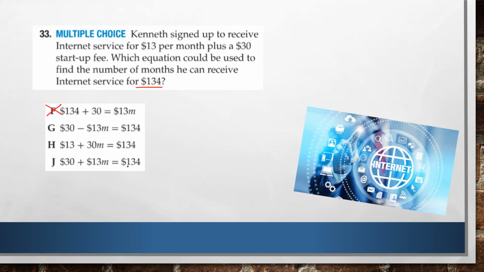Notice the remaining equations are all set equal to $134. So it's $13 a month plus 30. We'll just look to see which one of these matches that expression. It's not $30 a month. It's not $30 minus $13 a month. That's not it. $13 plus $30 a month. That's not it either, right? It's only $13 per month. So one-time fee of $30, $13 a month for a total of $134. So it has to be J.